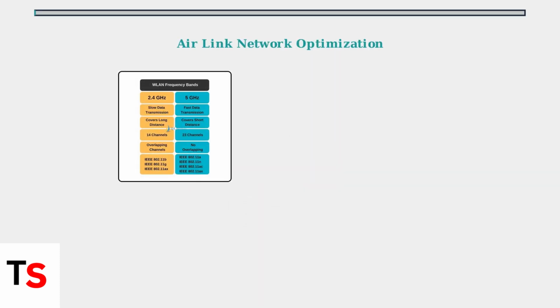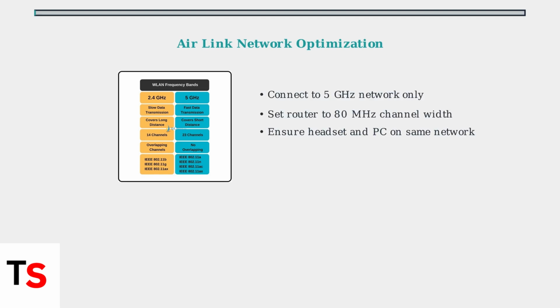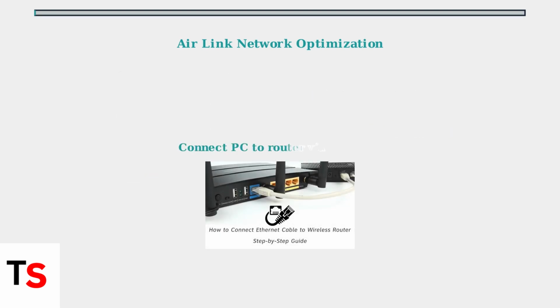For AirLink issues, network configuration is crucial. Your setup needs to be optimized for high bandwidth VR streaming. Always connect to the 5 GHz network band for better performance. Configure your router to use a specific 80 MHz channel to avoid interference. Connect your PC to the router via Ethernet cable for the most stable connection. This eliminates wireless interference between your PC and router.